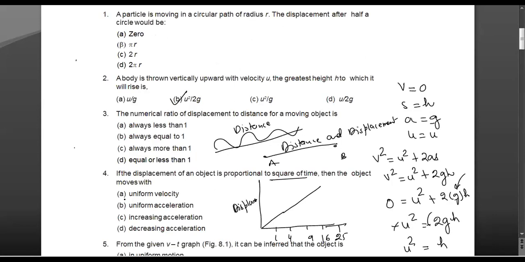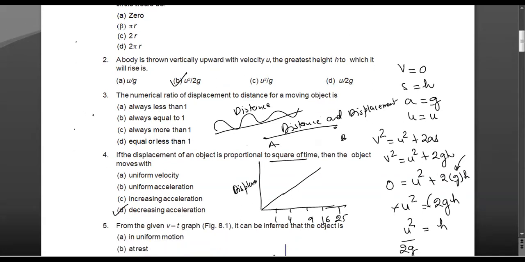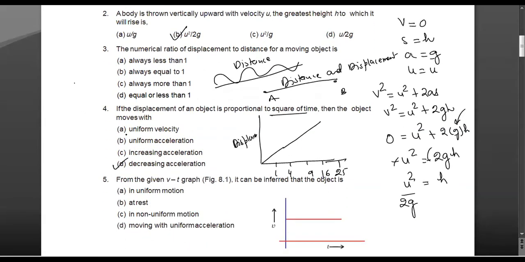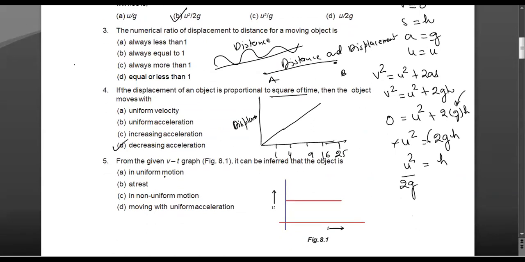So among uniform acceleration and increasing or decreasing acceleration, we can say that it is decreasing acceleration, since it is proportional to the square of time. Its acceleration is decreasing and its speed is constantly decreasing with time. Got it? Yes, sir. Let's move further.